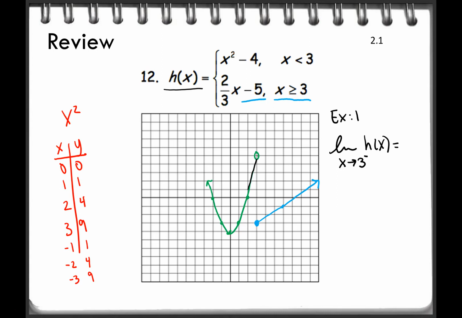Well, we've discussed this several times. It doesn't matter that this is an open circle. What matters is that it's approaching a value, and that y value it's approaching is this one right here, which is 1, 2, 3, 4, 5. So that is a limit of 5.